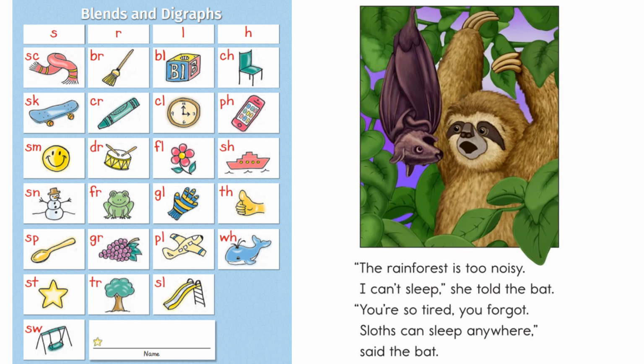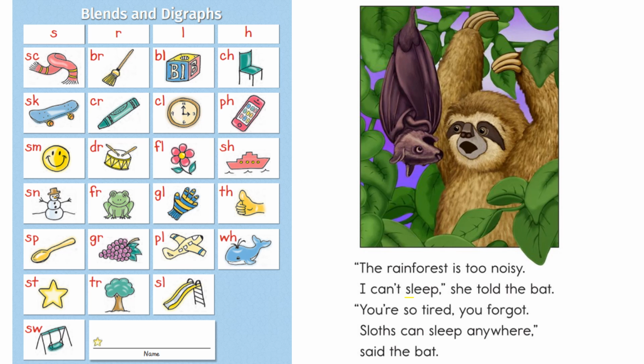All right, let's read this page together. The rainforest is too noisy. I can't sleep, she told the bat. You're so tired, you forgot. Sloths can sleep anywhere, said the bat. Ooh, I didn't know that.